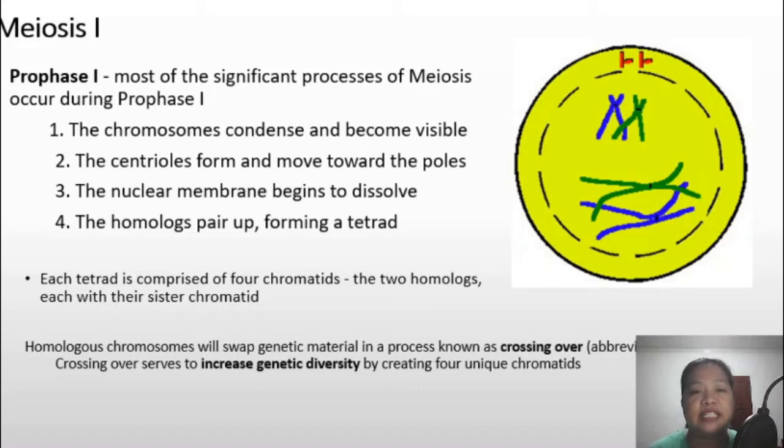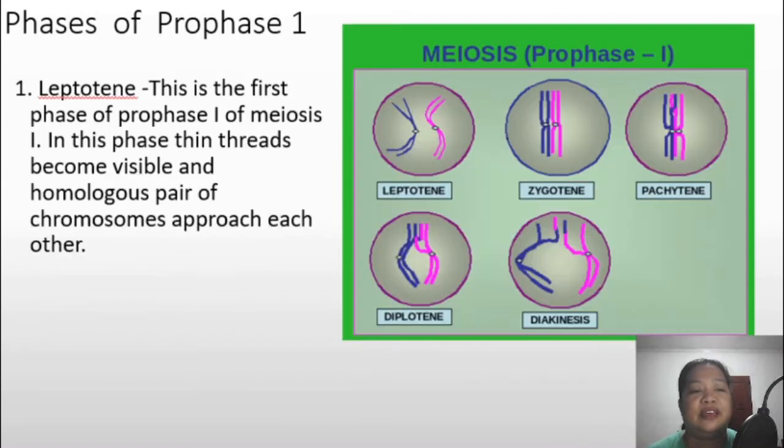So we have these important events. Prophase 1 is the most significant process of meiosis. You have to remember that one, because this is the event that makes us different from each other. So variability occurs. In prophase 1, it undergoes several stages. The first stage is known as leptotene, the first phase of prophase 1 of meiosis 1.